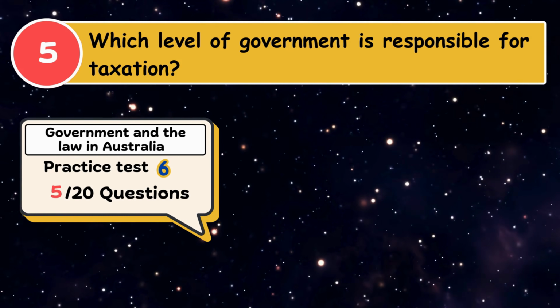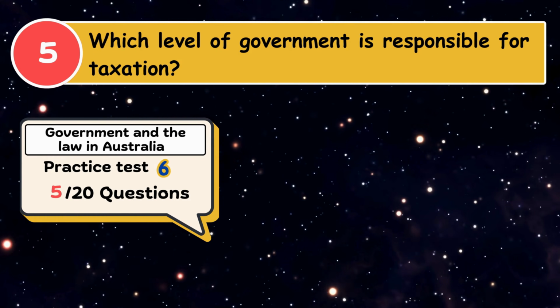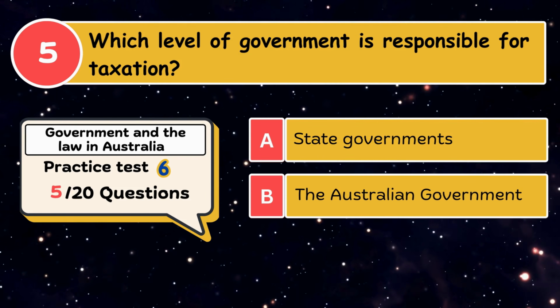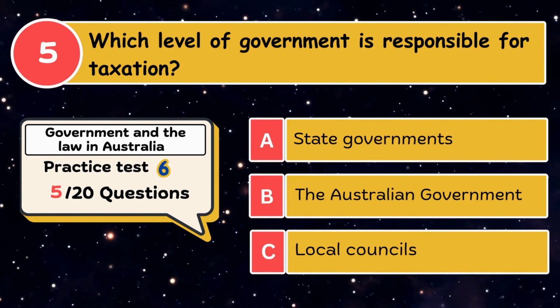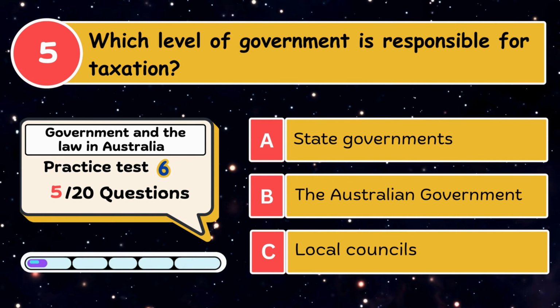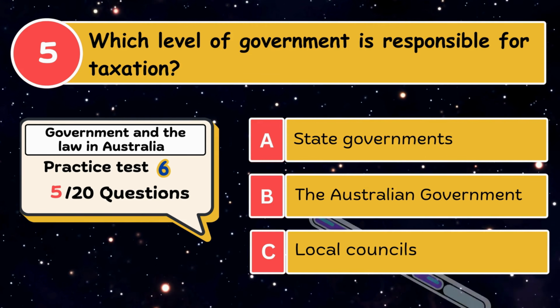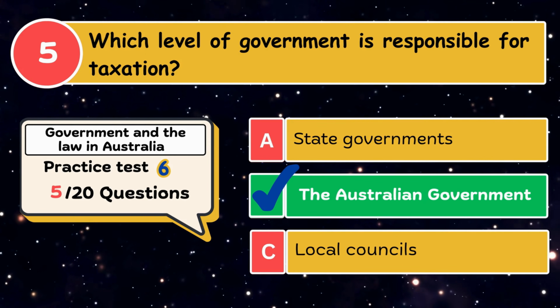Which level of government is responsible for taxation? A. State governments. B. The Australian government. C. Local councils. The correct answer is the Australian government.